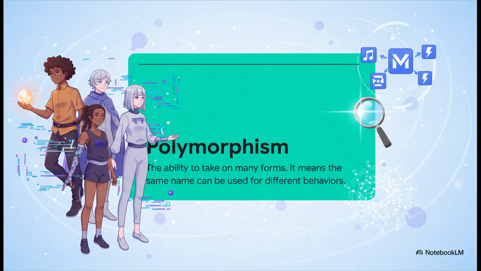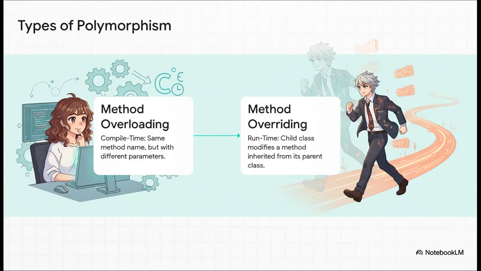See? Powerful. Now, there are 2 main ways this magic happens. The first is called method overloading, which gets figured out before the program even runs. The second is method overriding, and that happens while the program is actually running. Let's look at an example of each one.